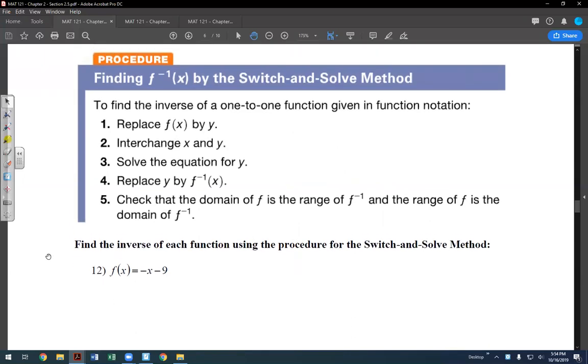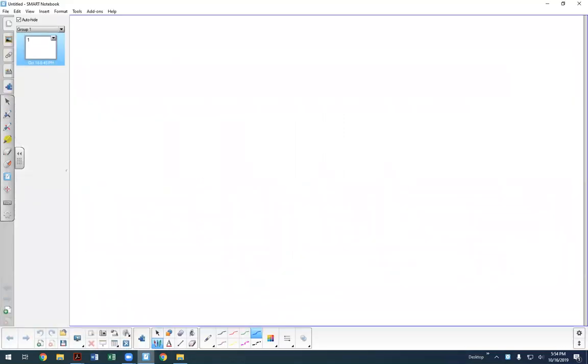So let's see how we can use this switch and solve method to find the inverse of our function here. This guy is number 12.